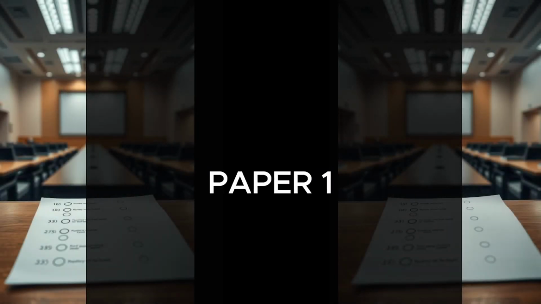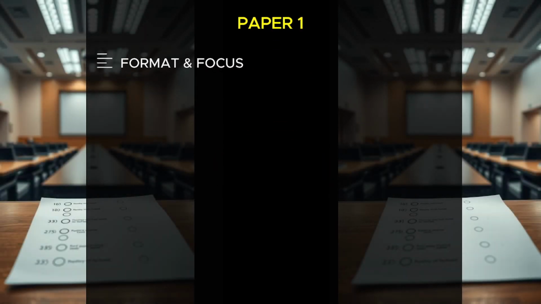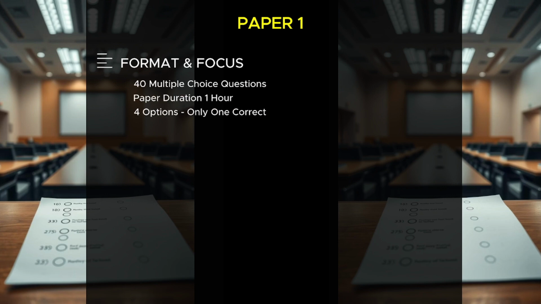Paper 1 consists of 40 multiple choice questions to be answered in 1 hour. Each question has four options labeled A, B, C, and D, and only one is correct. You cannot assume two or more options as correct. This paper contributes 30% of your total grade. It's primarily testing your AO1, that is knowledge and understanding. We will discuss this in later minutes.